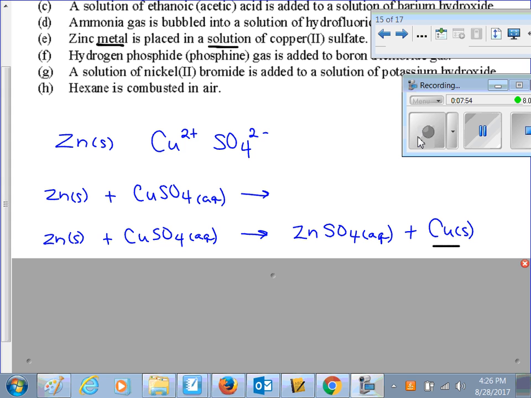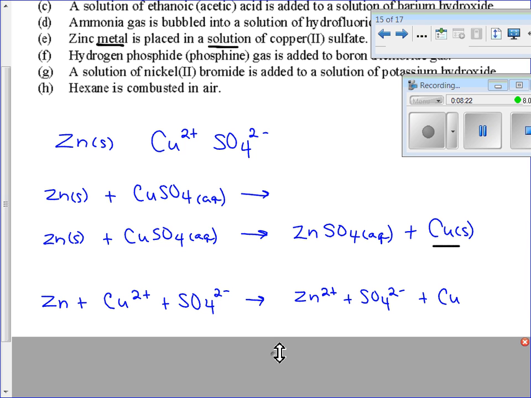Okay, I'm sorry I got interrupted here. So I'll have solid zinc, copper 2 sulfate solution, and then zinc sulfate is going to be a solution. If you look at your rules for solubility, sulfates are soluble as long as they're not with the heavy metal bad guys, and zinc is not, so it's going to be an aqueous solution and then a solid copper. So I need to take these aqueous solutions and dissociate them into ions. So there you go. And then look and see what's the same on both sides.